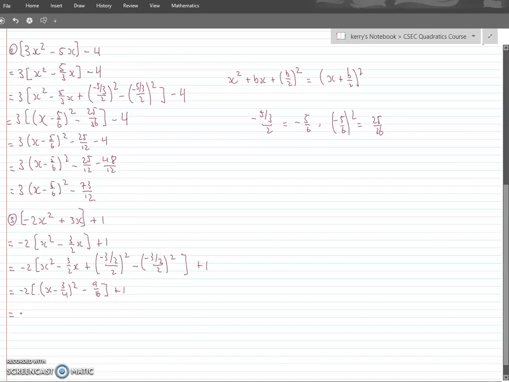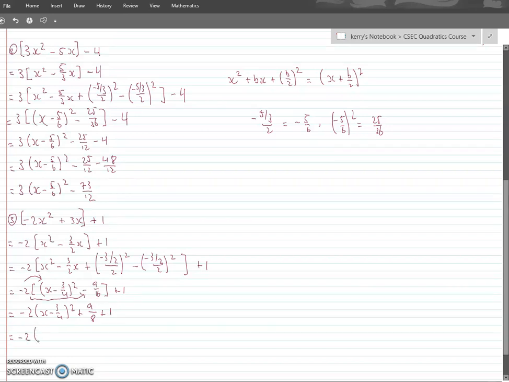Negative 2 by the first brackets is just that. Negative 2 by this is negative 2 into x minus 3/4 squared. And now negative 2 by negative 9 over 16, as here now, will give us positive 9 over 8, right? Because the 2 will cancel with the 16. And then this is plus 1.